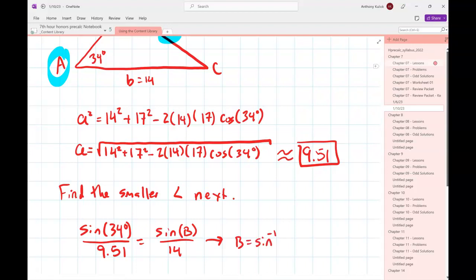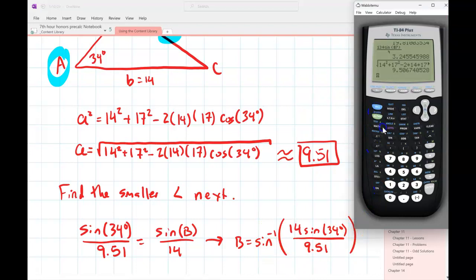I'm just going to do that all in one shot here without showing the algebra. Is that okay for you guys? Spent a whole day yesterday doing this algebra, so I feel like it's okay to shortcut through it and just write down what I'm going to type into my calculator. So sine inverse of 14 sine 34 over the answer. I'll use the answer command so I take all those decimals to get a really accurate answer. So I get 55.44.